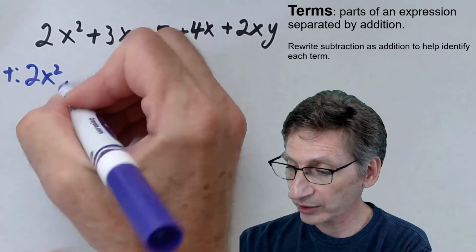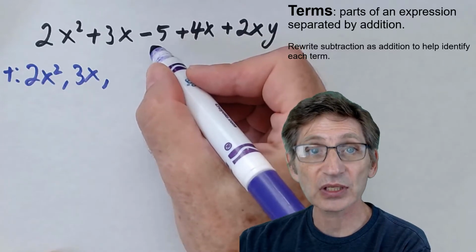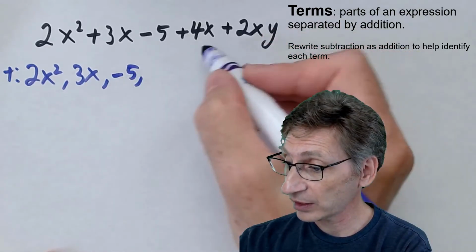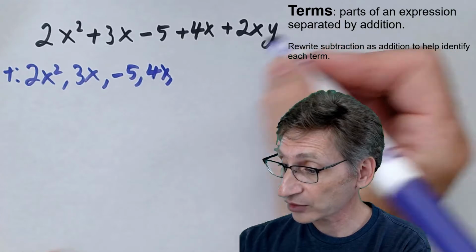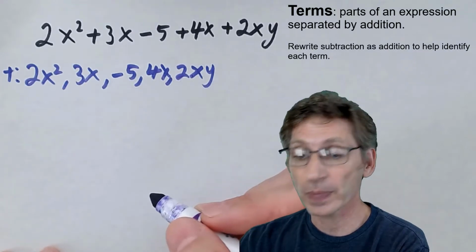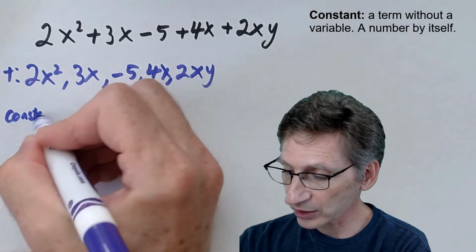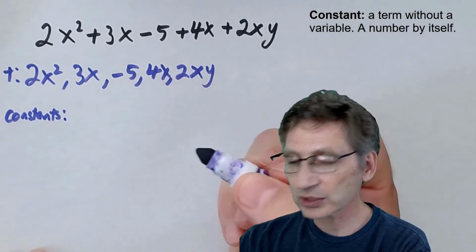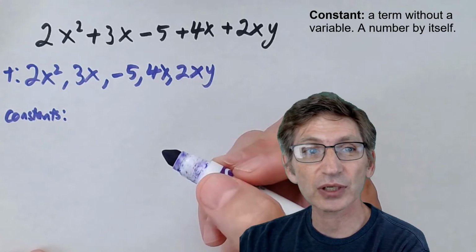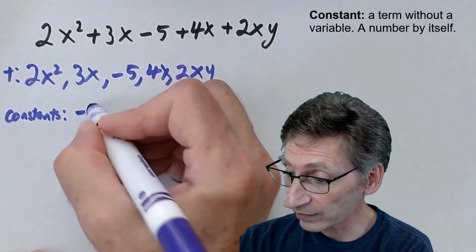So the terms here, let's abbreviate with a T, everything's separated by an addition sign. So I have 2x squared, 3x, negative 5. Remember, this is plus negative 5. That sign goes with the term. So the term is negative 5. The next term is 4x. The next one is 2xy. That's 2 times x times y. For the next step, we'll identify the constants. The constants are simply numbers by themselves with no variables attached to them. In this expression, I have a single constant. I have negative 5.